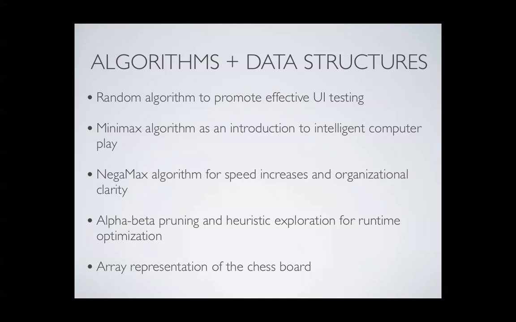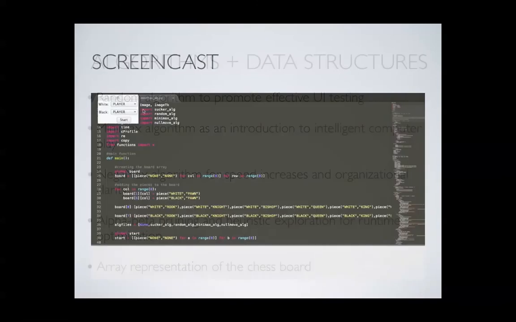Finally, we implemented alpha-beta pruning and explored a couple of heuristics for runtime optimization, ultimately settling upon a null move heuristic as a very efficient improvement. Finally, in terms of the data structure, we used an array representation of the chessboard as we felt it was the most intuitive way of doing it with which we were most familiar.